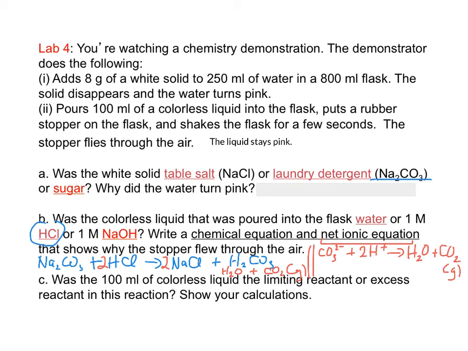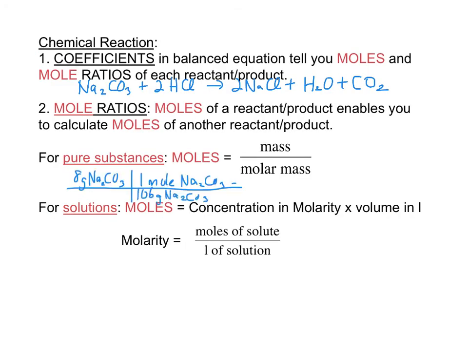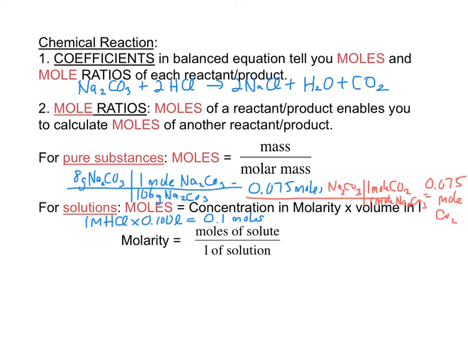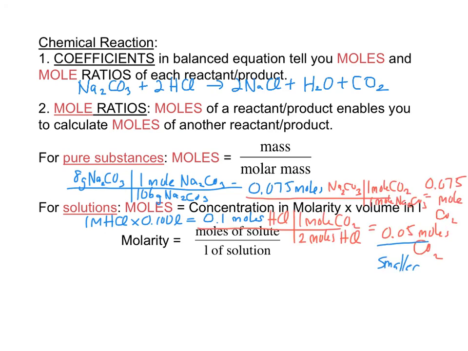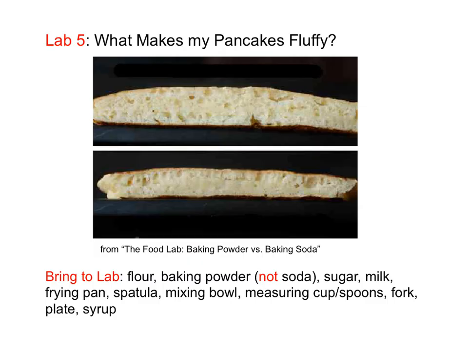For part C, remember, phenolphthalein is colorless in acid, pink in base. Since the liquid stays pink, the excess reactant is the base and the limiting reactant is the acid. See the next slide. 8 grams of sodium carbonate gives us 0.075 moles. 100 mL of 1 molar HCl gives us 0.1 moles. Which one limits the amount of product produced? HCl.